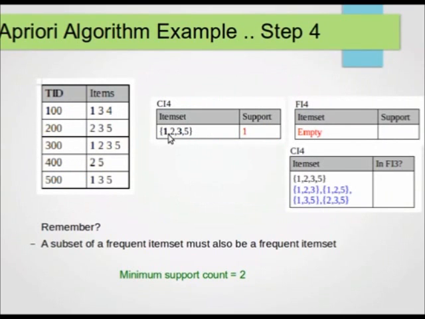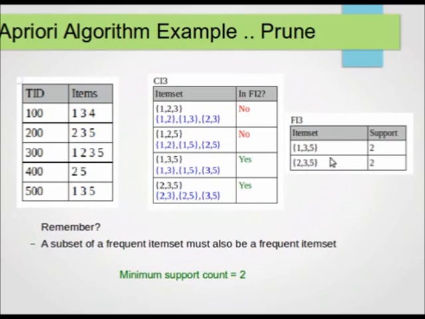Now we build the combination 1, 2, 3 and 5, and then if we try to count the support count, how many times that combination appears in the original database, it only appears once, i.e. it's less than the minimum support count, so we remove it. We end up with an empty candidate item set in the fourth iteration. What that means is we will have an empty frequent item set, so we stop there and we return the frequent item set from the previous step, i.e. we return this one here.